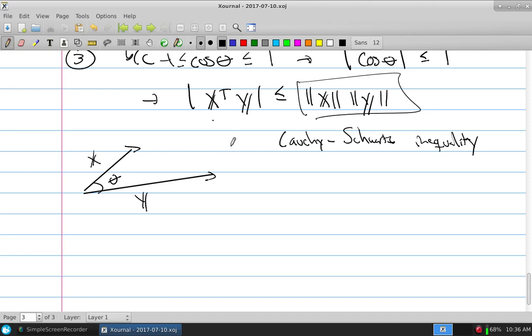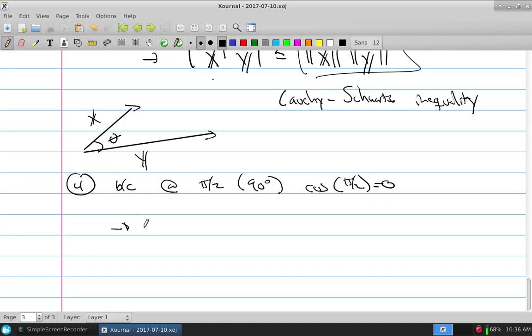Is everybody okay? How the scalar product relates to how these things are contributing towards one another. Fourth, obviously, because at pi over 2, which is obviously 90 degrees, the cosine of pi over 2 is equal to 0. That implies x, y are orthogonal, which you would write like this. X is orthogonal to y, perpendicular.